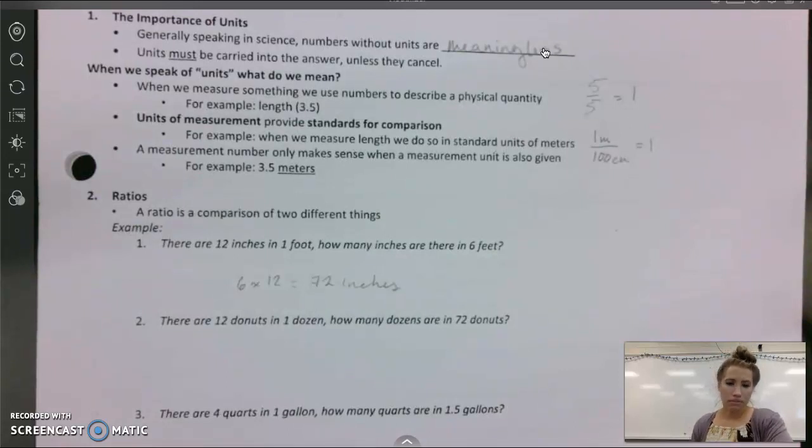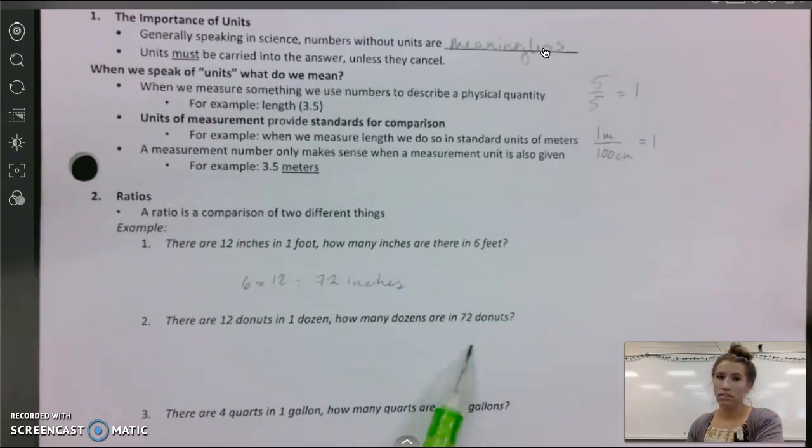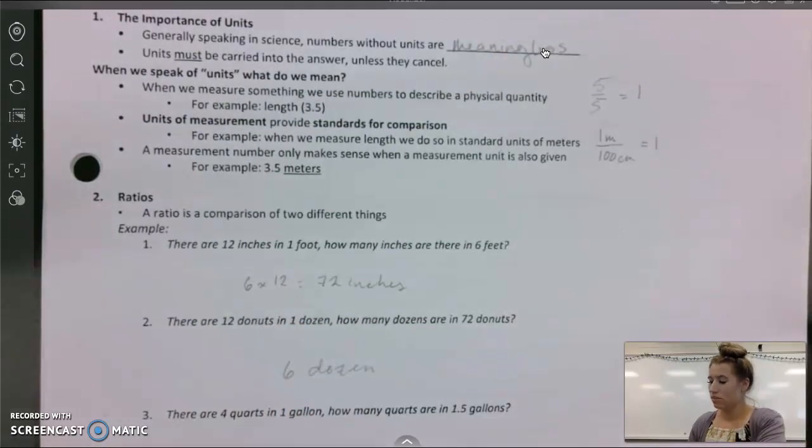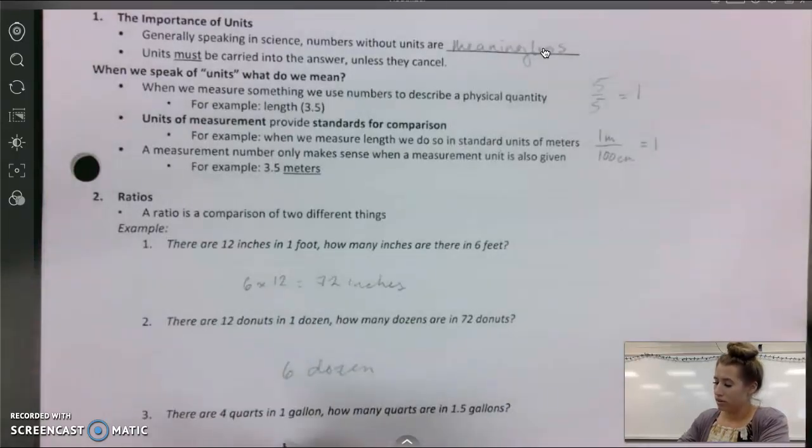Okay. Now, 12 donuts in a dozen, and I have 72 donuts. Well, 72 divided by 12 will tell me how many dozen I have, and so I would have 6 dozen. Okay, 4 quarts in a gallon. How many quarts are there in 1.5 gallons? Okay. So I know that each gallon contains 4 quarts, and I have 1.5 gallons. So 1.5 times 4 gives us 6 quarts.